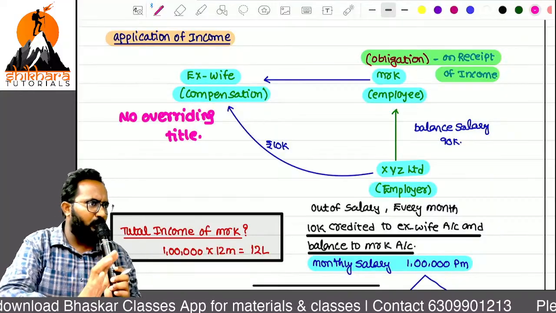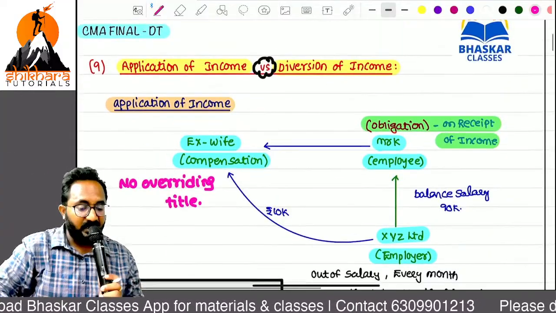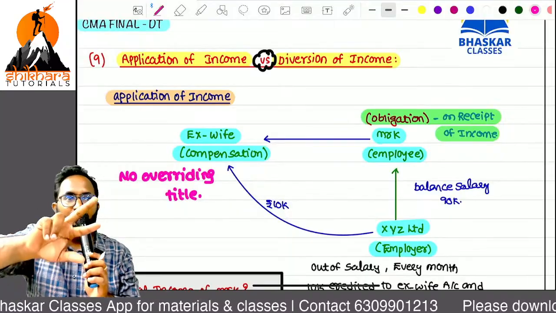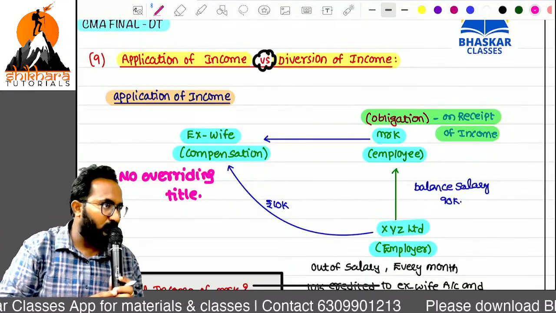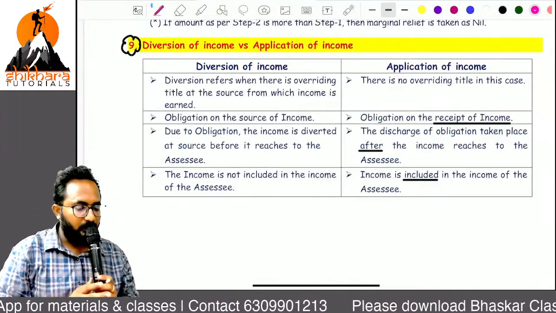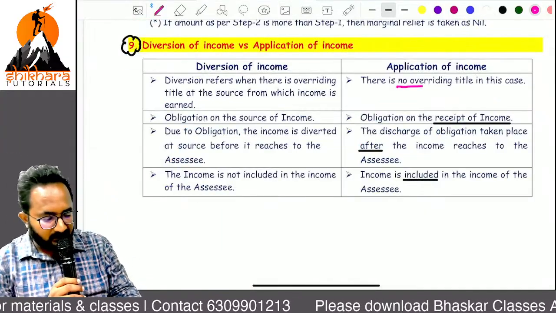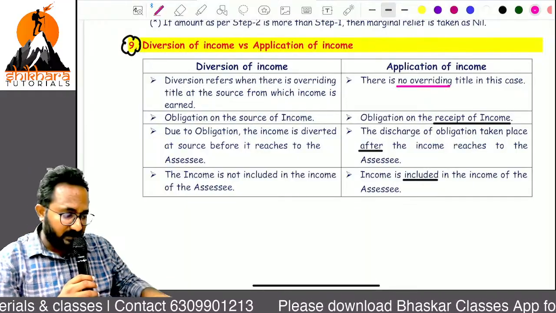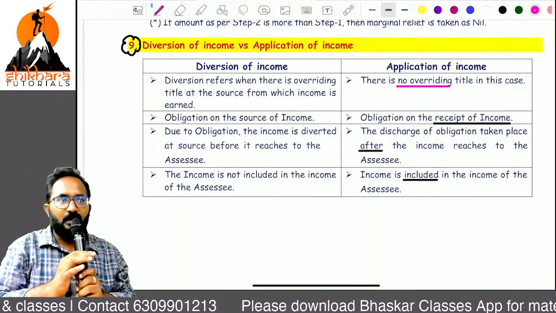Sir, don't think about it. After completion of the diversion of income, yes, I will compare the two things and give you more and more clarity. First point, you have to remember, there is no overriding title. Simply, if you remember that wife and husband example, then only you can understand.